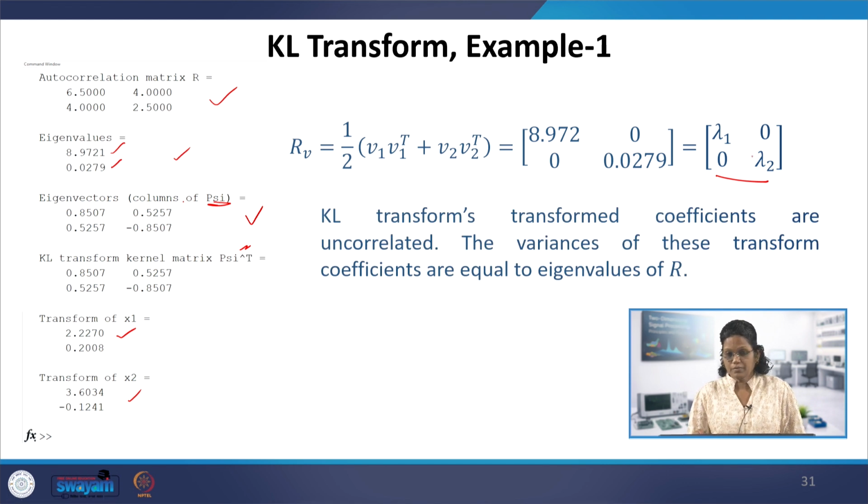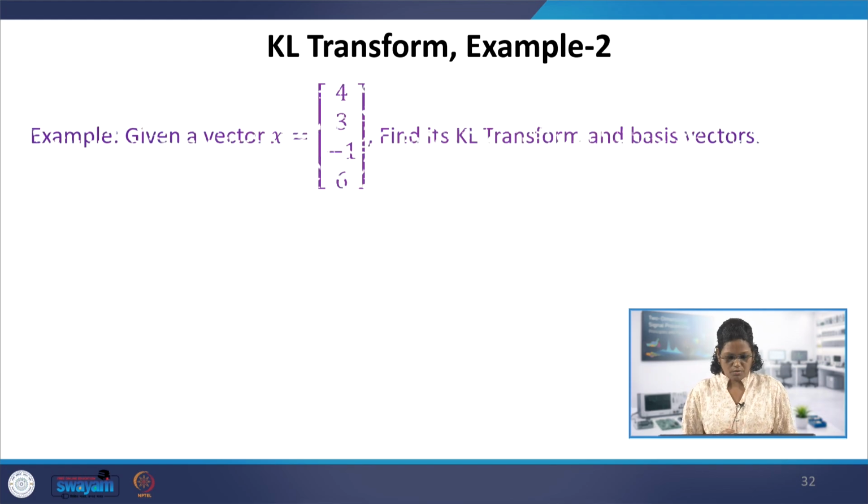So you can see lambda 1 and lambda 2 separately, and the variance of these transform coefficients is equal to R, which is the autocorrelation function itself of the transform. The one thing to be noted here is that the kernel is different for different input images in the KL transform. In that way it differs from the other transforms.